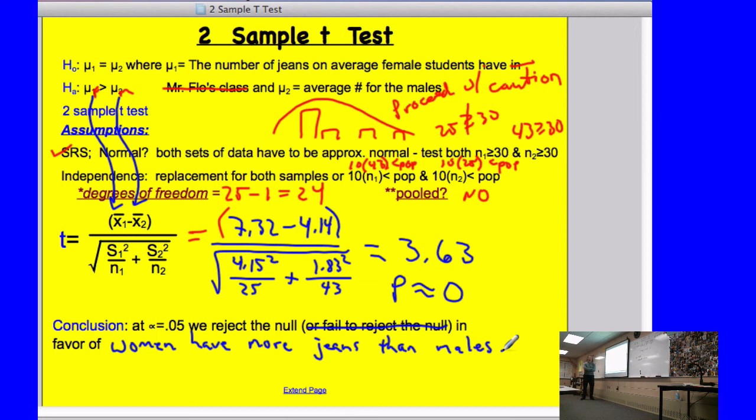I think it's like if you're assuming that males and females own the same amount of genes, then the probability that we would get what we got was like 0. Bada boom. Nicely done. Assuming that males and females have the same amount of genes, the probability that we would get a difference as much as we did, 7.32 minus 4.14, will happen approximately 0% of the time. Should it happen? If they really are the same?